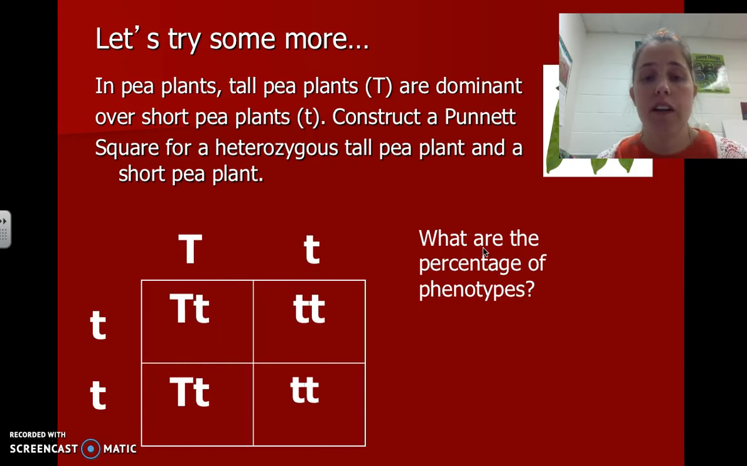I'm going to go ahead and show you this, and I want you to tell me what are the percentages of the tall pea plants and what are the percentages for the short pea plants. Go ahead and pause it if you need to.